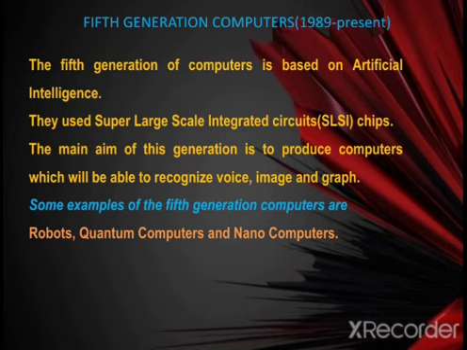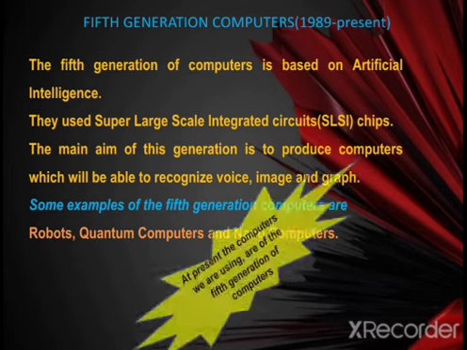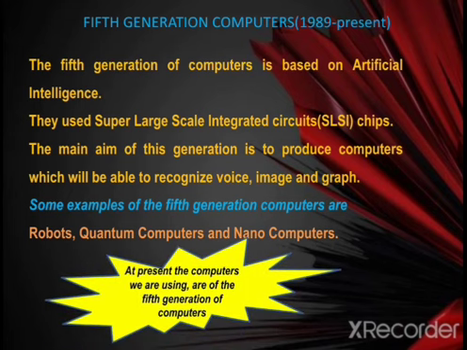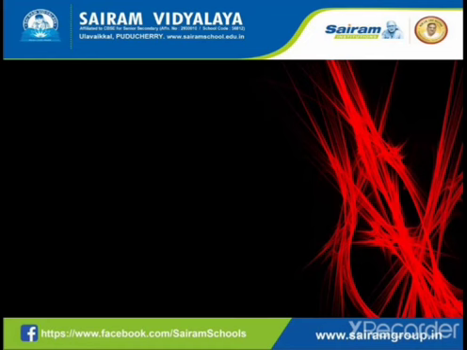The main aim of this generation is to produce computers which will be able to recognize voice, image, and graph. Some examples: robots, quantum computers, and nanocomputers. At present, the computers we are using are of the fifth generation of computers.